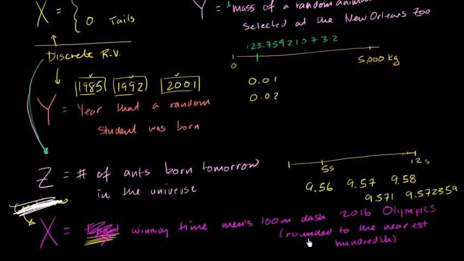Well, now we can actually count the actual values that this random variable can take on. It might be 9.56. It could be 9.57. It could be 9.58. We can actually list them. So in this case, when we round it to the nearest hundredths, we can actually list the values. We are now dealing with a discrete random variable. Anyway, I'll let you go there. Hopefully this gives you a sense of the distinction between discrete and continuous random variables.